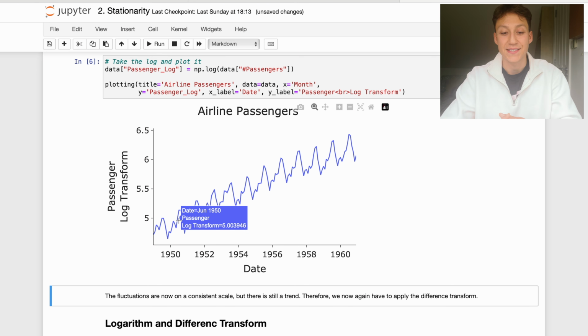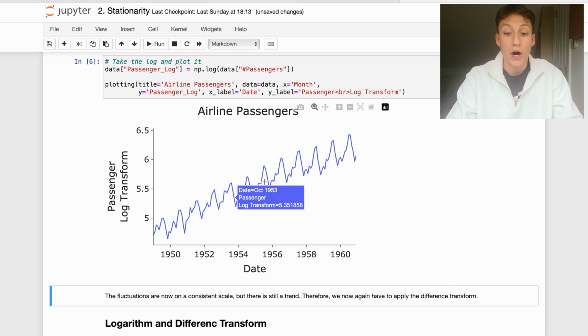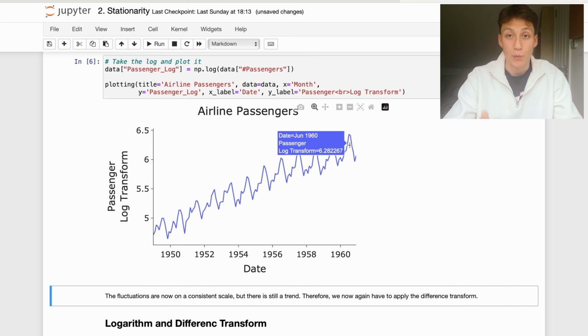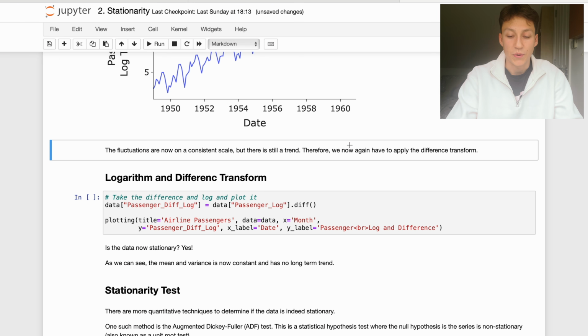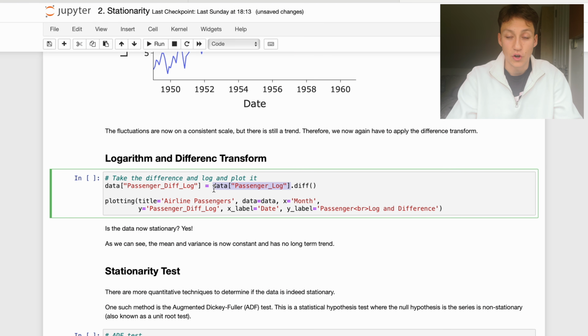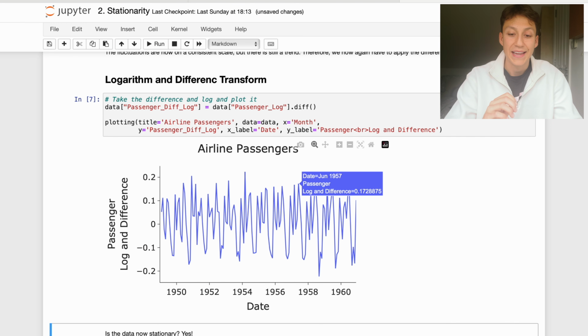However, again, you may notice that the mean is actually increasing at this point, because the trend is going upwards as time goes on. The average value in 1950 is a lot lower than the average value in 1960. So here we've stabilized the variance, but we haven't stabilized the mean. The way we fix both is by applying both transformations, the logarithm transform and the difference transform. We take our log-transformed data, passenger_log, apply the .diff method again like we did previously, and plot the resultant series. What we have here is our final series after applying the logarithm transform, then the differencing transform.